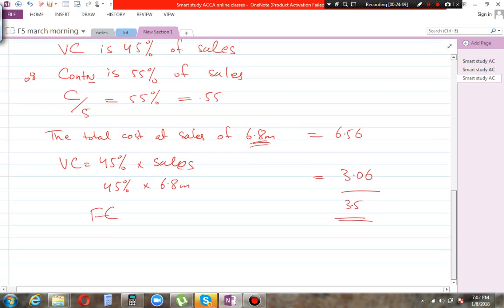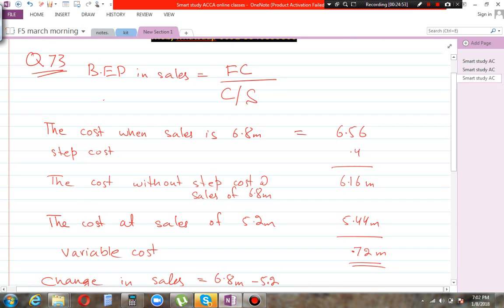Now hold on a second. If 3.5 million is fixed cost at this level of sale, watch it carefully, the fixed cost is 3.5 million, but this also includes stepped fixed cost of 0.4 million, right? So at this level of sales, the fixed cost is 3.5 million, but at a lower level of sale in which there will be no stepped cost, it should be 3.1 million, right? So we will now have two fixed costs. For this level of sale it would be 3.5 million, and for this level of sales it would be 3.1 million because this will not include the stepped fixed cost, right?